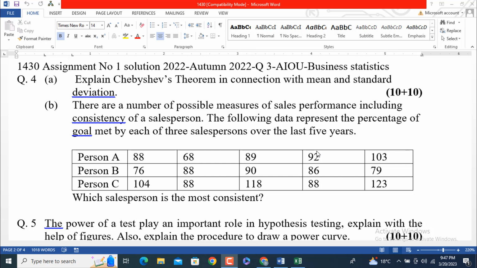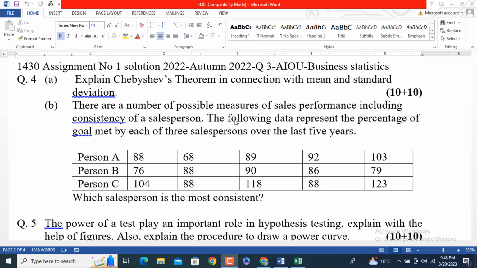In today's video, we are going to cover the solution of part B of question number 4, which is related to the subject code 1430, business statistics. This is related to assignment number 1, and it is part of the Allama Iqbal Open University AIOU examination system. Further, this assignment is related to Autumn 2022. So let's start reading the question, then we will go to the solution.